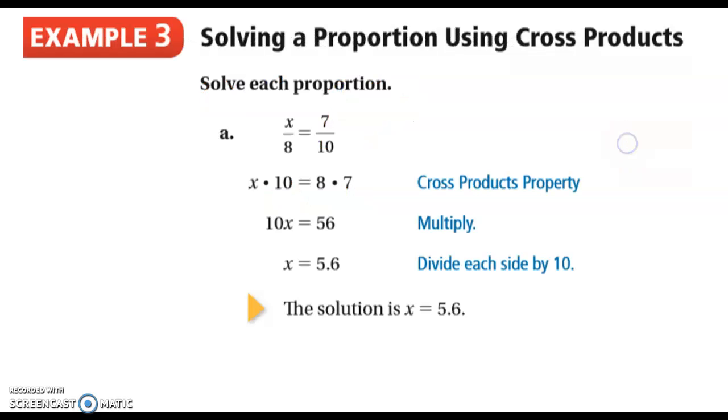Now, method 3, this is what I like to do. I love solving using cross products because it's so quick and easy with a calculator. So what you do is you multiply the cross products. So x times 10, that's 10x. 8 times 7 is 56. And then you just divide by 10. And you get 5.6. So here's a quick way on the calculator. You multiply the two numbers, the cross product that has two numbers. So you multiply that and then divide by the third number, and that'll get you your answer.